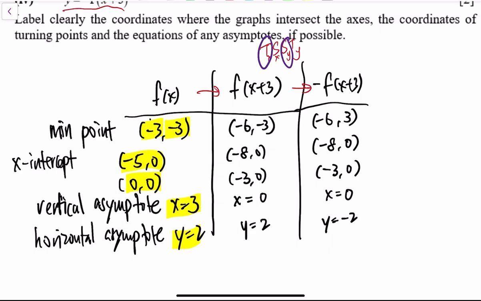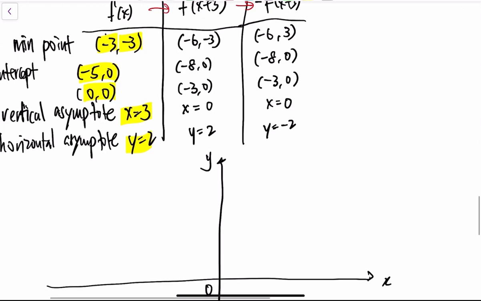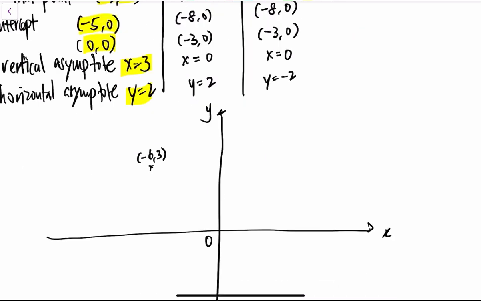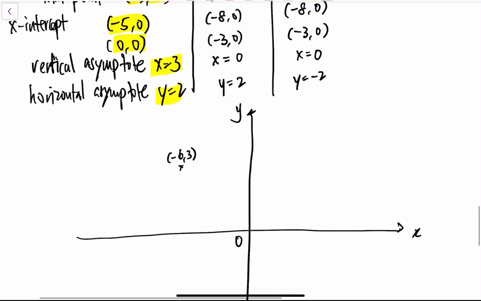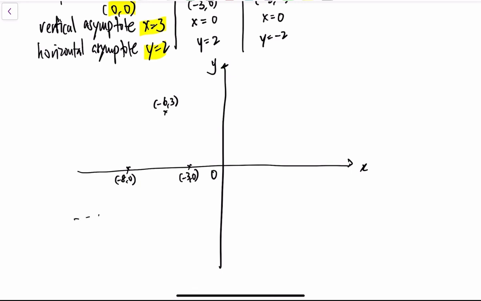Okay, so these are the changes. You don't have to do it step by step. If you can, you can work it out in your head. Now the minimum point, because of the negative, flips and actually becomes your maximum point, negative 6 and 3. And then I also have my intercept. My intercept will still stay as an intercept, just that it's shifted to the left. So I have negative 8 and negative 3, 0. The horizontal asymptote, now, is y equals to negative 2.